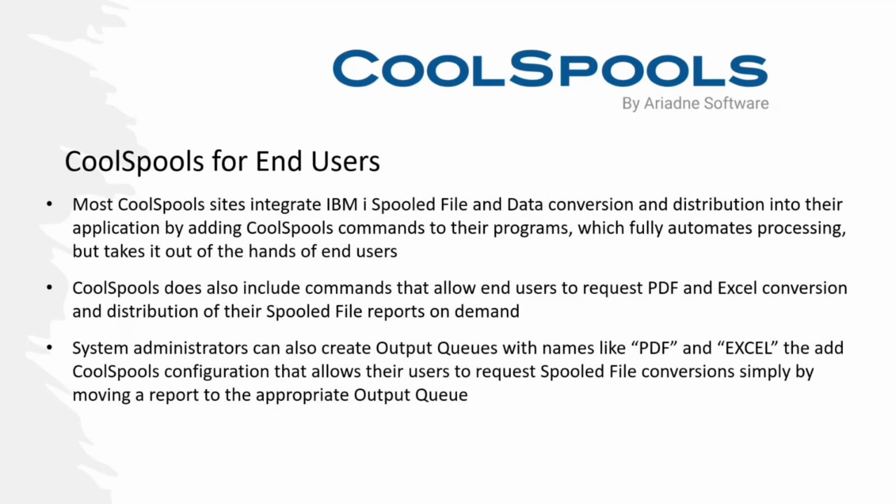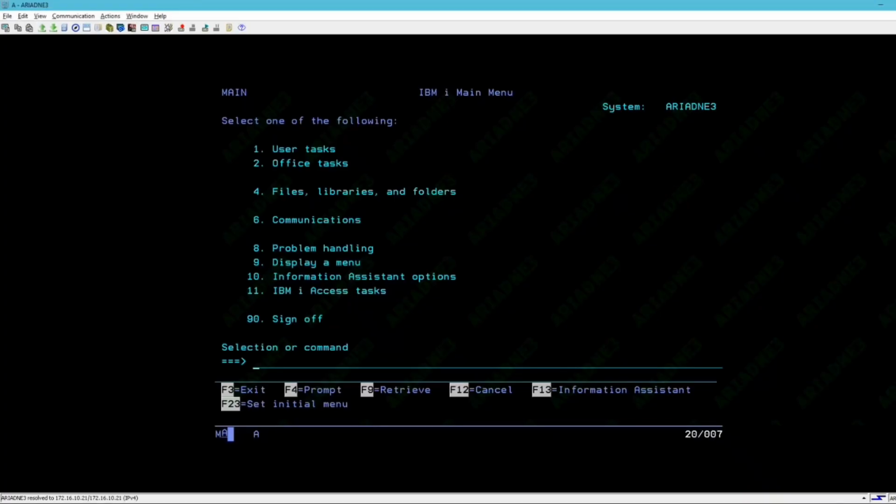System administrators can also create output queues with names like PDF and Excel and add CoolSpools configuration that allows users to request spool file conversions simply by moving a report to the appropriate output queue. So let's take a look at some of those commands on our IBM i server.